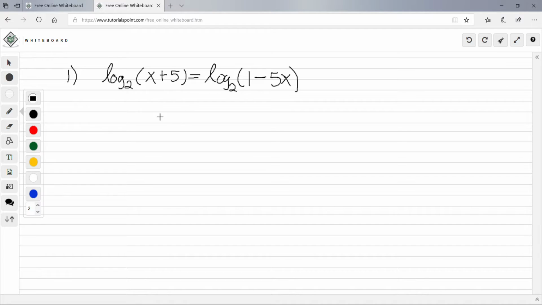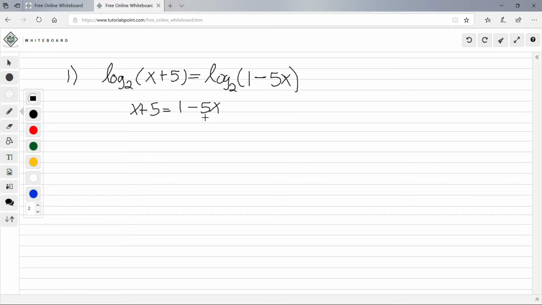When they're like that, you can just ignore the log base and write down whatever you have left. So since we have the same base, I can just write down x plus 5 equals 1 minus 5x. Our goal is to find x.